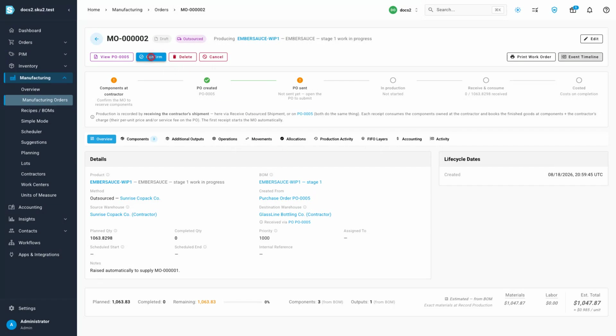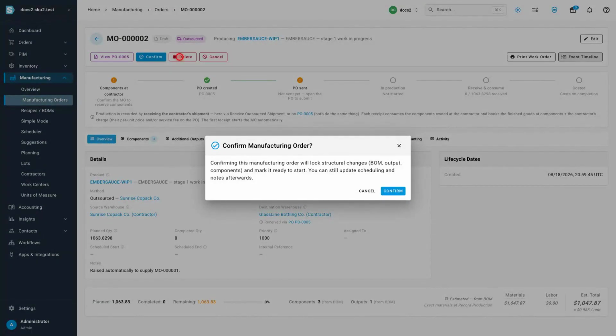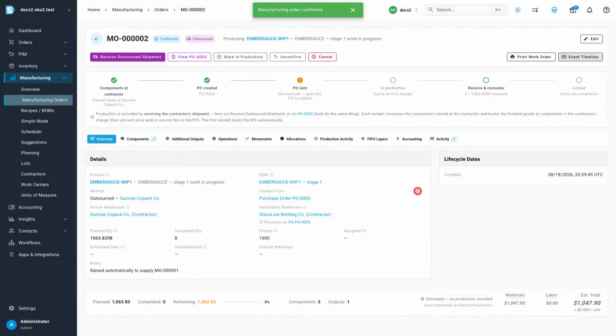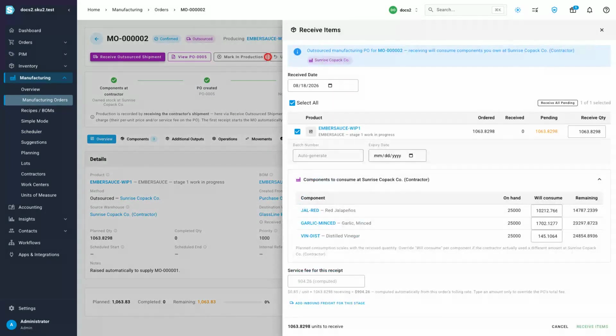Confirming it locks the recipe against further structural change and raises the purchase order that this vendor will actually be paid against. On an outsourced stage, there is no separate produce step. Receiving the contractor's shipment is how production is recorded. The receipt consumes the ingredients you own at their site and books what comes back. Give the batch a number. This is the lot that ties everything together.